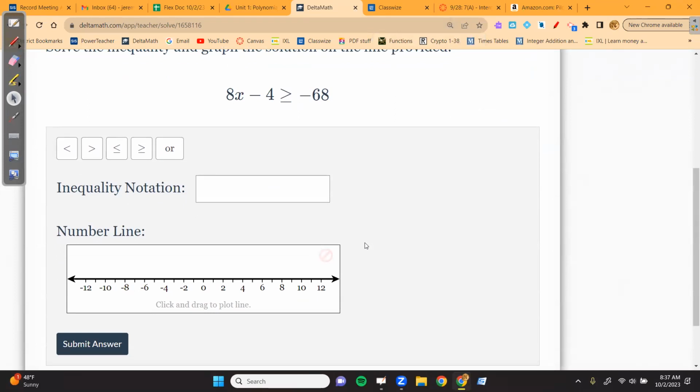What would I do first on this problem? I would add 4 to both sides, which would give me 8x is greater than or equal to what?